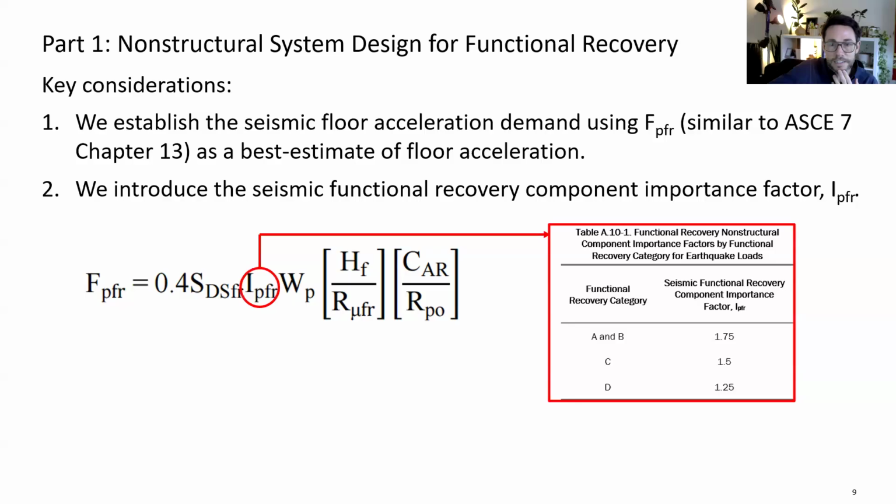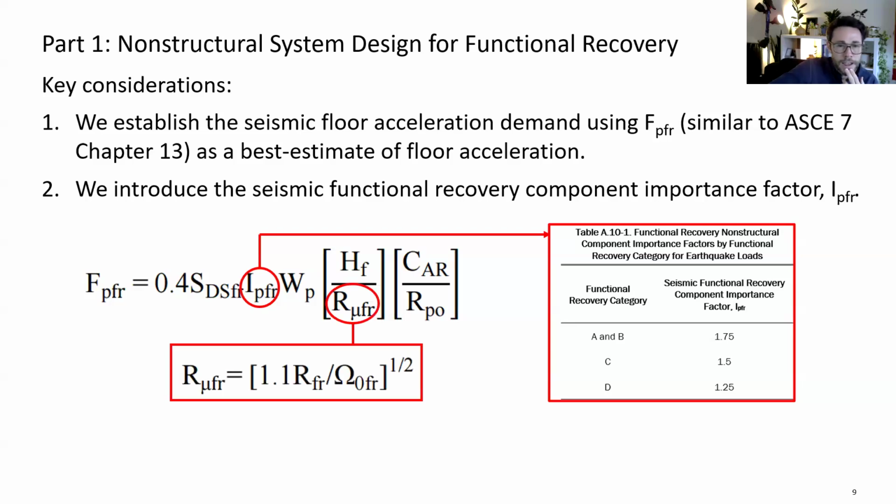Another important aspect is the seismic functional recovery component importance factor, or IPFR, which you can see is part of this equation. And this variable varies according to the functional recovery category, as you can see in the table on the right, and essentially it amplifies the accelerations that need to be used in design.